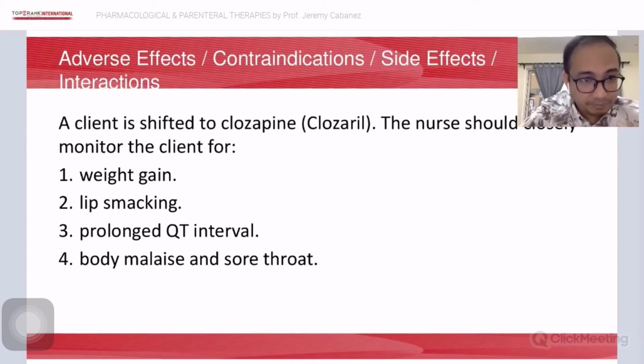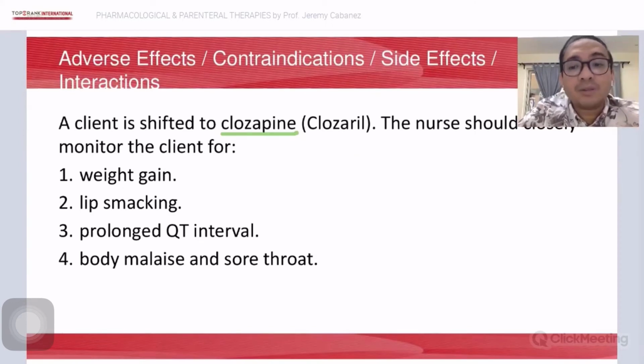Okay, first question is, a client is shifted to clozapine (Clozaril). The nurse should closely monitor the client for, okay, topic. What's the topic? Clozapine. So, ibig sabihin, what's the classification of the drug? Okay, the drug is called antipsychotic.